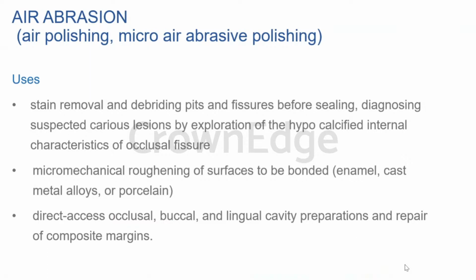You can also, as I said, create that micromechanical roughening of the surfaces in order to bond your composite, or in order to bond any of your glass ionomer cements. And also they help in direct access occlusal, buccal, and lingual cavity preparations. So when you have a direct access, you can always use these in order to prepare your cavities, and also to repair the margins of composite restorations whenever there are signs of micro leakage or marginal deterioration.